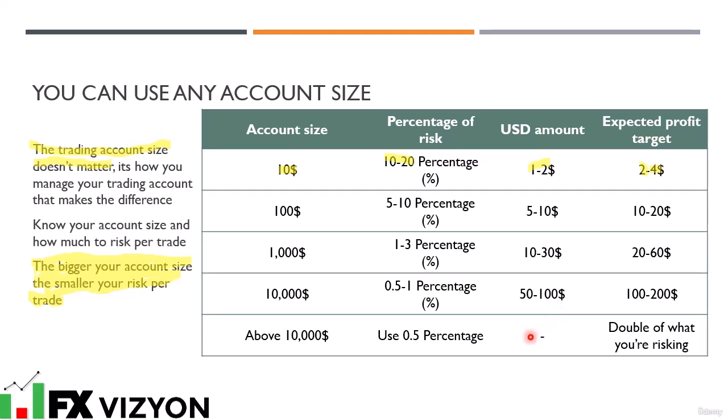Now, if you're risking just 10% in this $10 account, it will take a series of about 10 losing trades to take you out of the market, right? And if you have 10 losing streaks, man, that's a crazy one. I don't think I've seen anybody have 10 losing streaks, right?